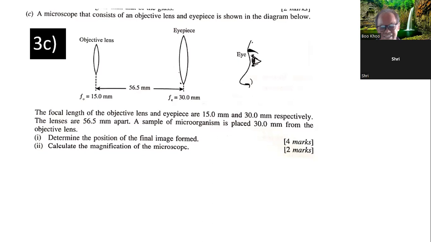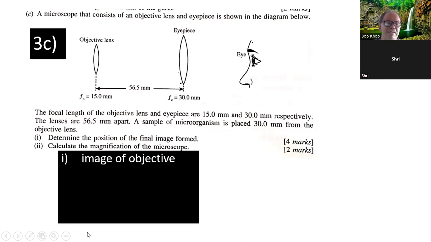Oh, sorry, you're right. I focused on the wrong thing. U is 30. Focal length. Start with the objective first. Work with the objective one by one. No need to memorize the formula. Work with the objective. Image of the objective.